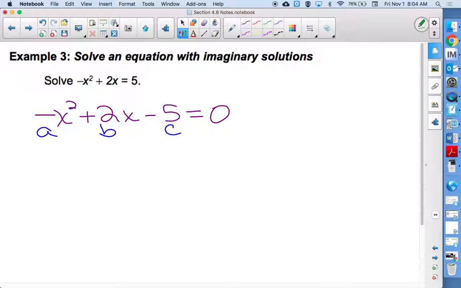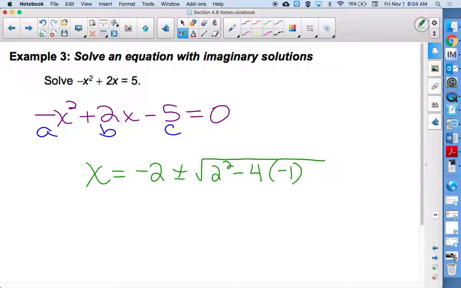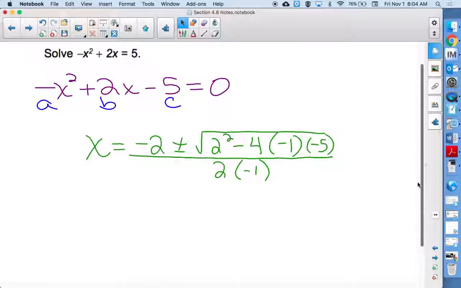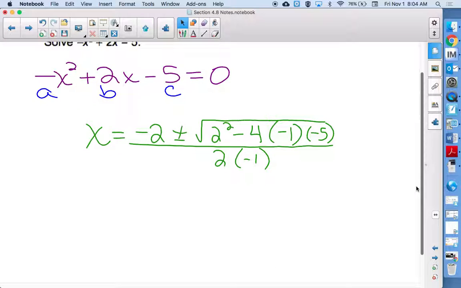So must be equal to 0. X equals negative b plus or minus the square root b squared minus 4. And then a has a negative in front because I kept a negative there. So that's a negative 1. C is also a negative. It's a negative 5. And then we're dividing by 2a, or 2 times negative 1. So just be careful with the negative. If you're keeping it in the problem, it needs to kind of follow through.